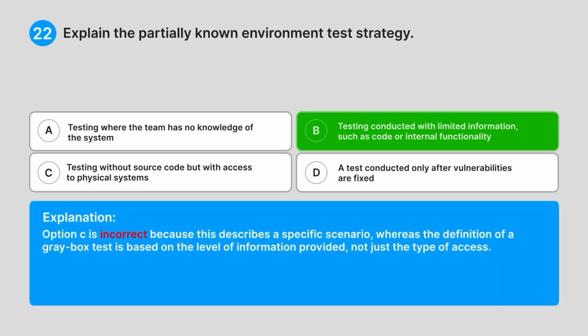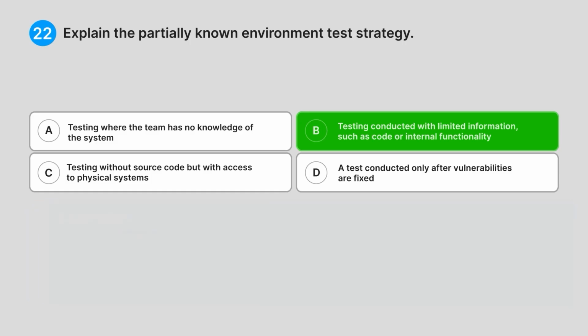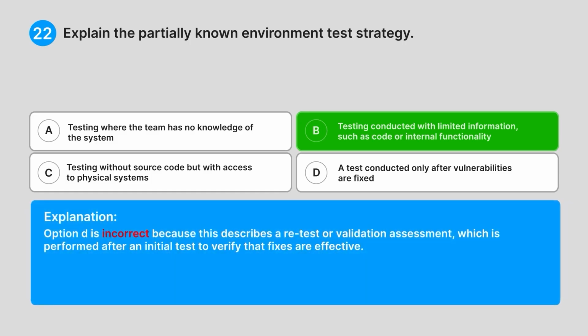Option C is incorrect because this describes a specific scenario, whereas the definition of a grey box test is based on the level of information provided, not just the type of access. Option D is incorrect because this describes a retest or validation assessment, which is performed after an initial test to verify that fixes are effective.